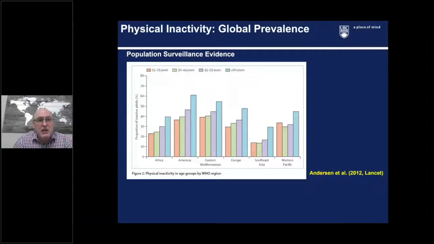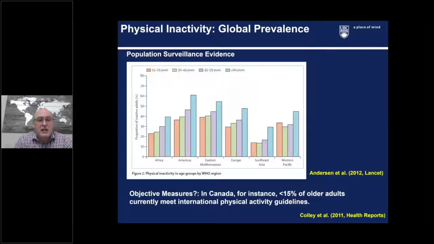Those data become particularly concerning when we look at objective measures. The data in the figure at the top are based on self-report, where people tend to overinflate how active they are. So when we use objective measures, through devices called accelerometers, which we can wear on the hip or on the waist, what we see in Canada when using the Canadian Health Measures Survey is that less than 15% of older adults currently meet international physical activity guidelines. And if you're not aware of those guidelines, they correspond to engaging in 150 minutes or more of moderate to vigorous intensity physical activity.